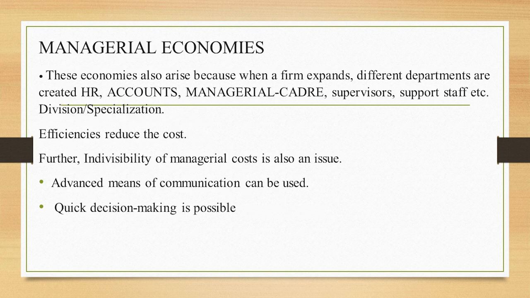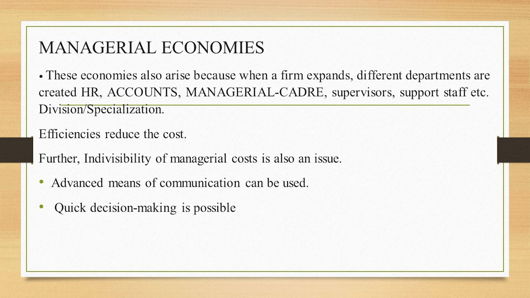If we take the managerial economies, these are also the internal economies available to a firm. As I said earlier, managerial staff has to be appointed, maybe less or maybe more. In the initial stages, you may have a lesser number of managerial staff. So one person performs every function. One person is the accountant, one person is the manager, one person is doing all the functions.